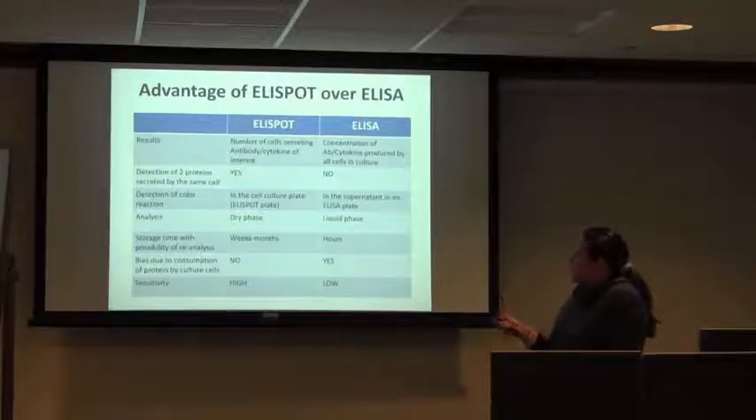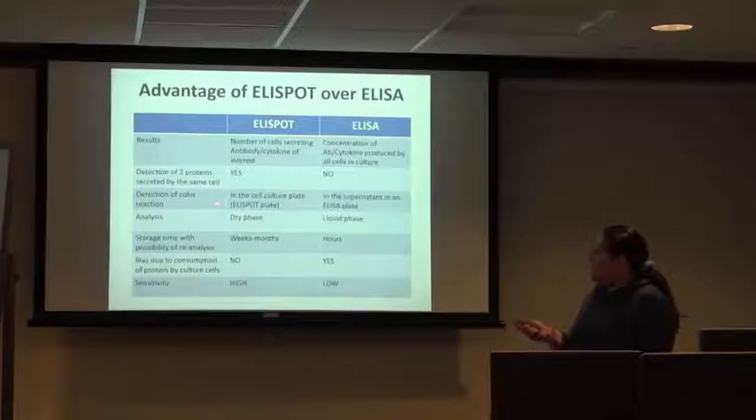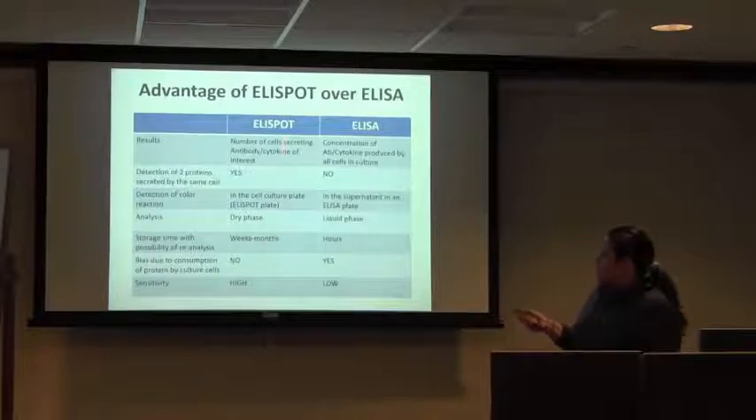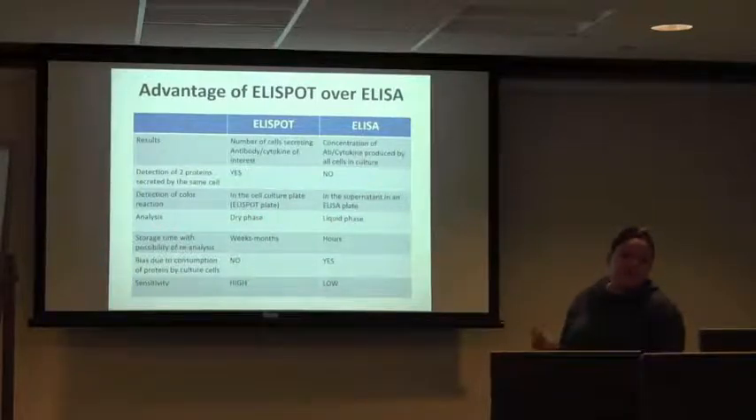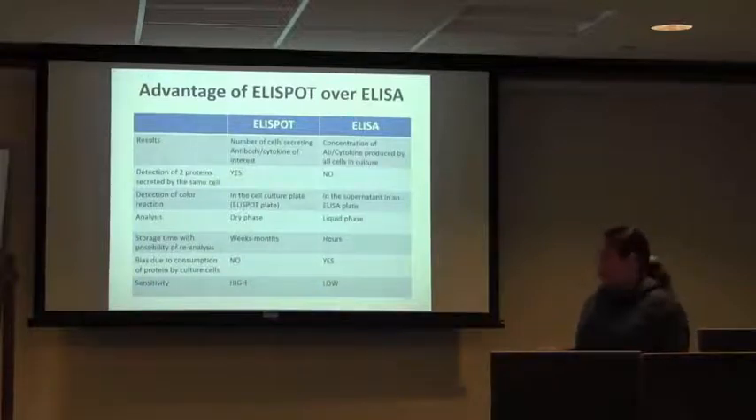Also, with the ELISPOT, you're able to detect 2 proteins secreted by the same cell, while with an ELISA, you cannot do that. The detection of color for an ELISPOT is usually done in the same culture plate where the cells are being cultured, and in an ELISA, you have to collect the supernatant of your culture and then do the ELISA on a separate plate. The analysis of the ELISPOT is usually done in a dry phase, while the ELISA is done in a liquid phase. Then there is the storage time and possibility of reanalysis. With the ELISPOT, you can actually reanalyze those plates up to months after you develop the assay, while with the ELISA, you pretty much have to read it right away.